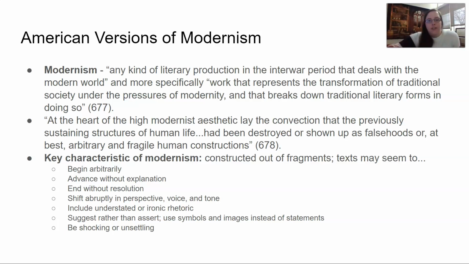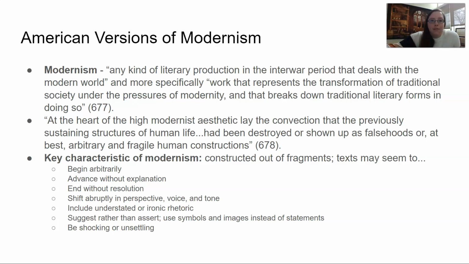Our book also has this quote, which I wanted to go over and pick apart and figure out. On 678, they write, "At the heart of the high modernist aesthetic lay the conviction that the previously sustaining structures of human life had been destroyed or shown up as falsehoods, or at best, arbitrary and fragile human constructions." Okay, so let's think about what that means.